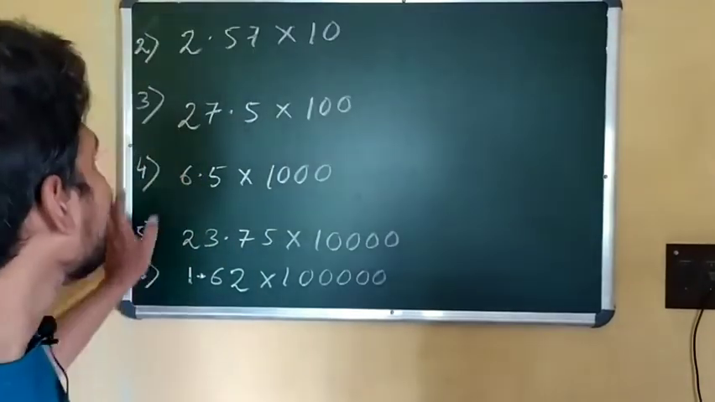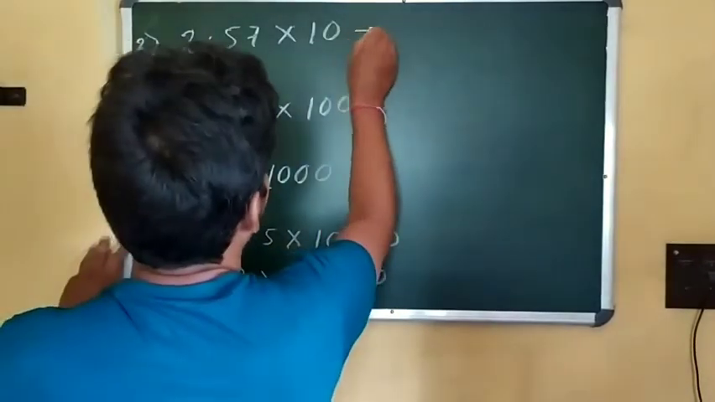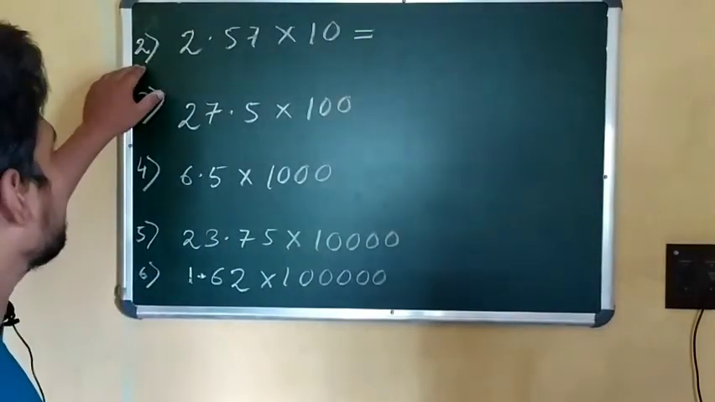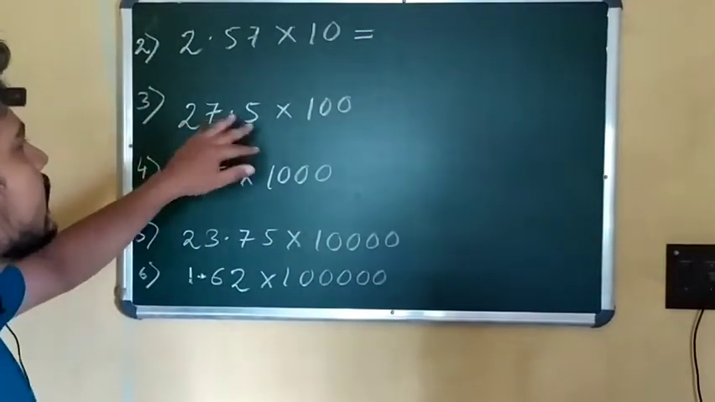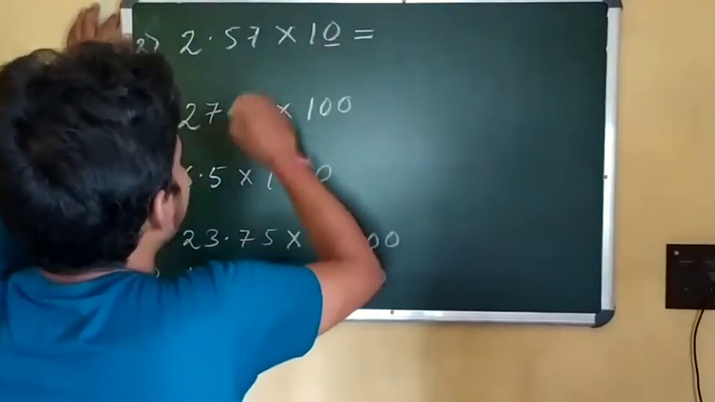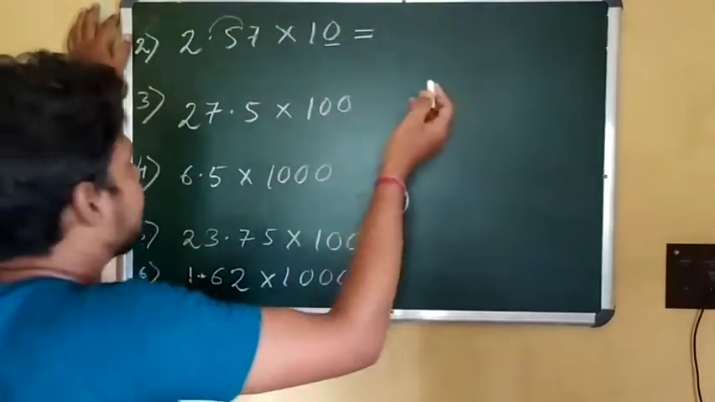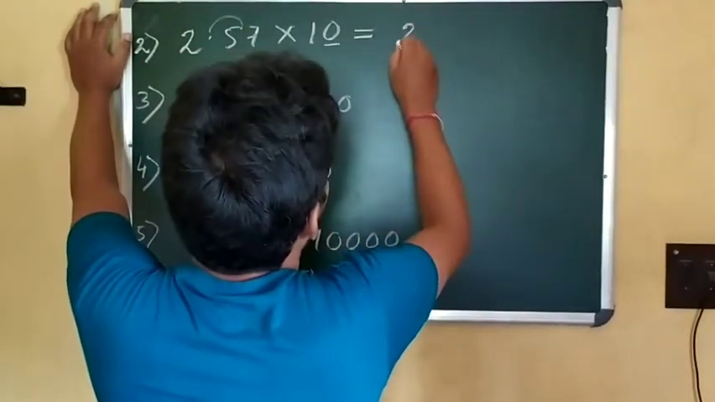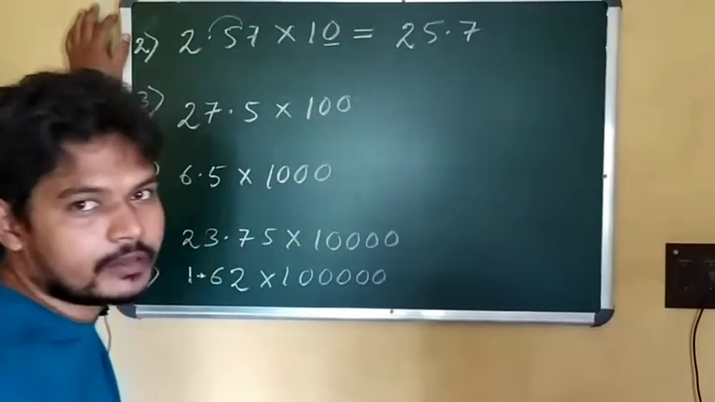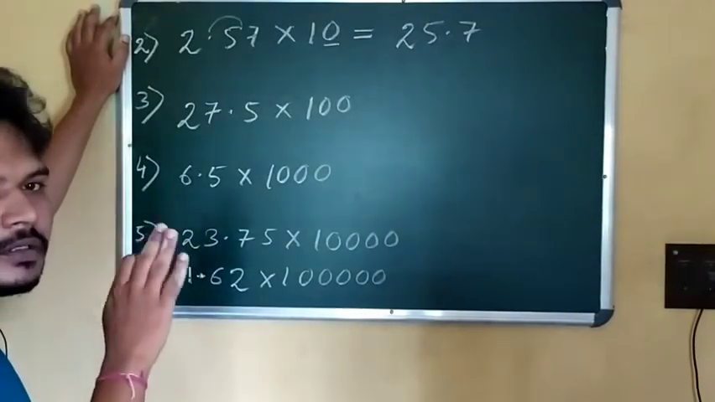Now students, let's see what happened in these examples. I have written them; you just focus on the number 2.57 multiplied by 10. What happened in this case? 1 zero is there, so you have to shift the decimal point one digit to the right. So it will be 25.7.